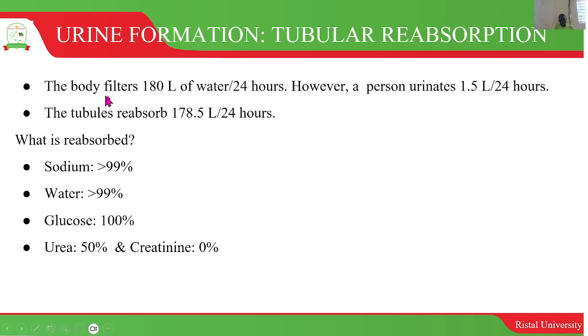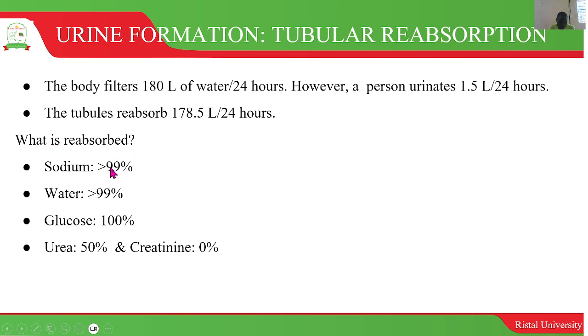We already said this, the amount of urine filtered in 24 hours. However, a normal adult normally urinates 1.5 liters in 24 hours. On average, this is the amount of urine that an adult passes within optimal conditions within 24 hours. So the tube will reabsorb about 178.5 liters within 24 hours. So much of this filtered water is actually reabsorbed by the body. We are talking of 180 liters, but here we are only passing 1.5.